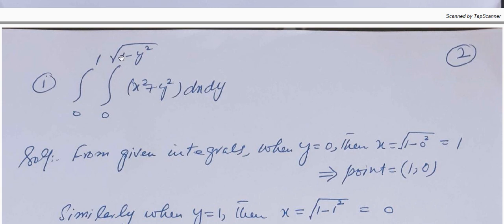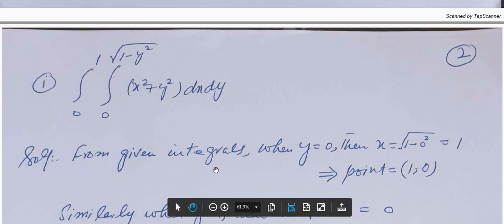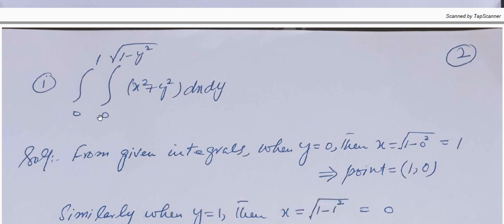And now what will we do with the limits? Because we replaced x with r cosine theta and y with r sine theta, our limits will also change accordingly. From the given integral, this limit is for x and this limit is for y, as you can see. So here x goes from 0 to square root of 1 minus y square, and y goes from 0 to 1.